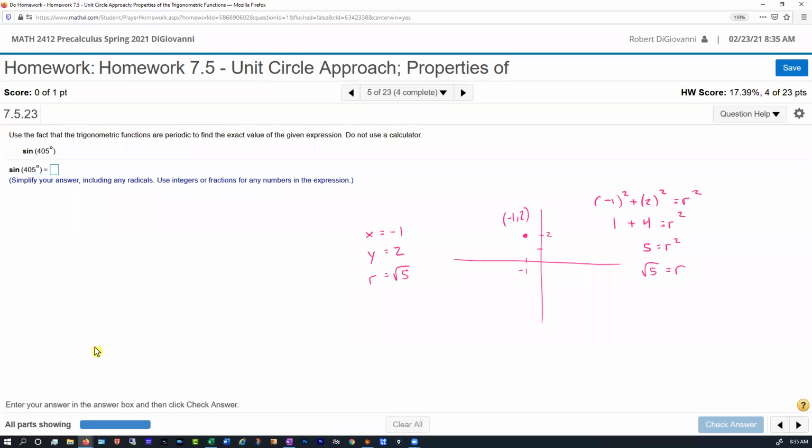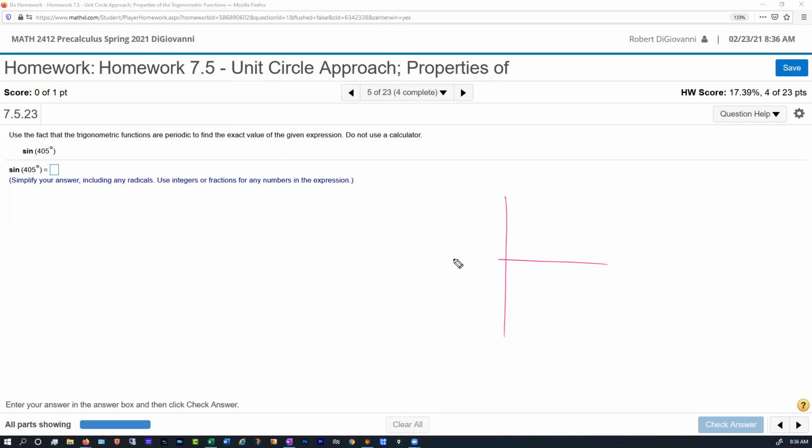All right, so now use the fact that the trigonometric functions are periodic to find the exact value. Don't use a calculator. So I'm going to just figure out what 405 degrees is. A full rotation is 360. If I subtract that, I'll get 45 degrees. So we're going all the way around, and then an additional 45 degrees, which puts us here. That's a common angle.